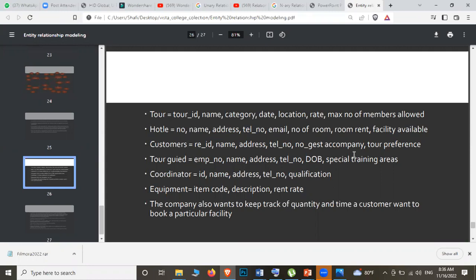If you are really confident with the ER diagram, only then can we proceed with normalization as well as SQL. The company also wants to keep track of quantity and time a customer wants to book a particular facility. That has been given as an assumption. Understand that the company also wants to keep track of quantity. See whether you give this as an entity, or whether it comes as a separate relation, or whether it joins the relation as an attribute.